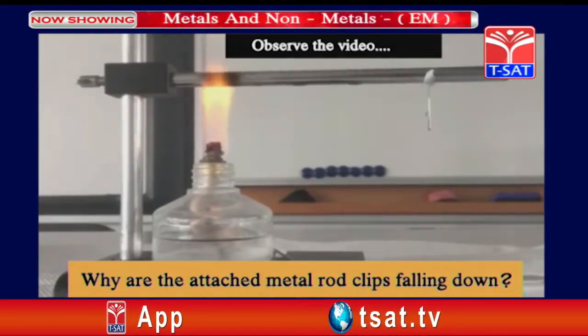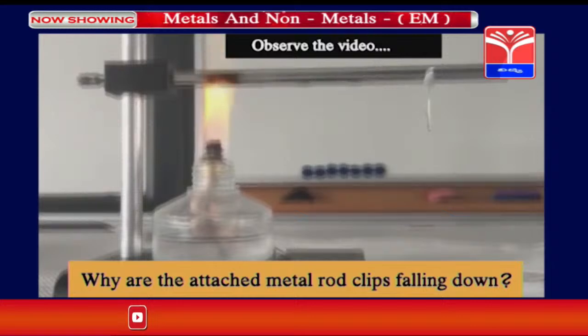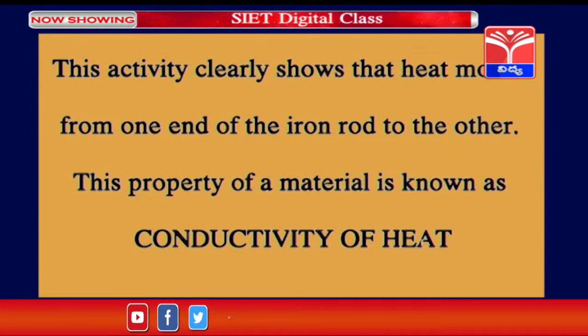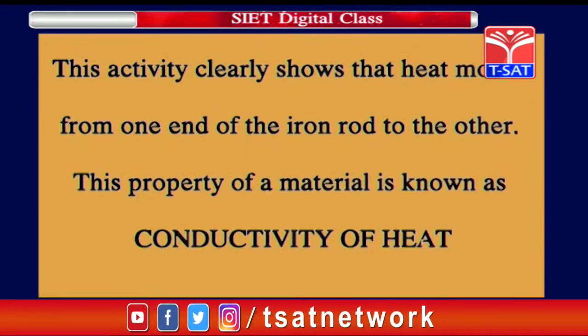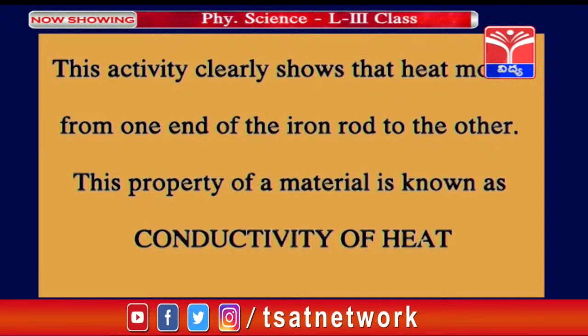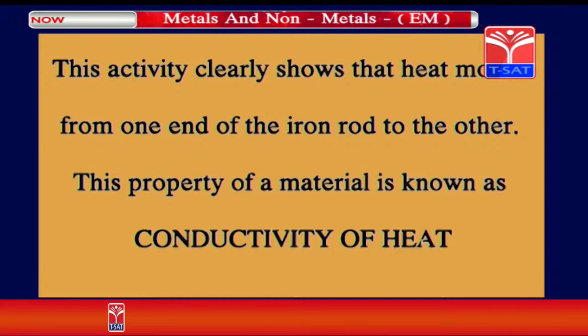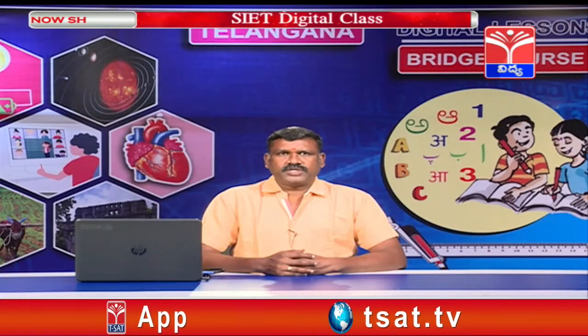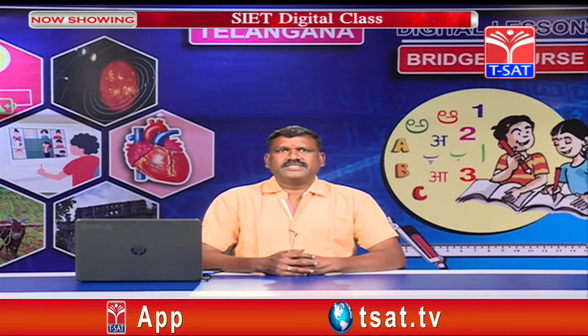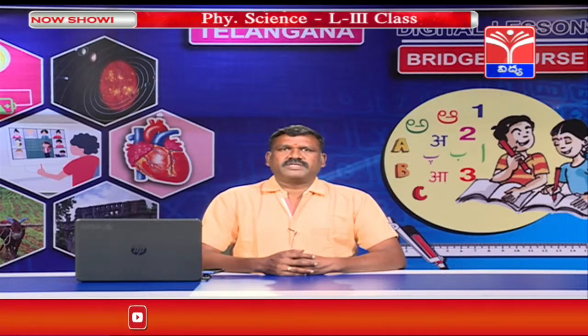So, why are the attached pins falling down? This activity clearly shows that heat moves from one end of the iron rod to the other. This property of material is known as conductivity of heat. Children, so far we have learned the physical properties of metals and non-metals. You know that we have learned 6 properties.